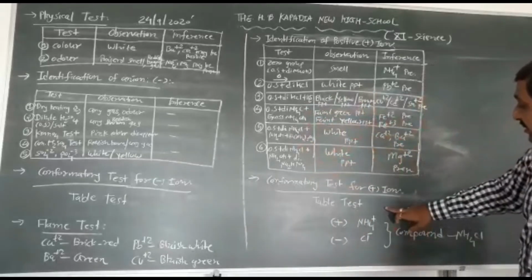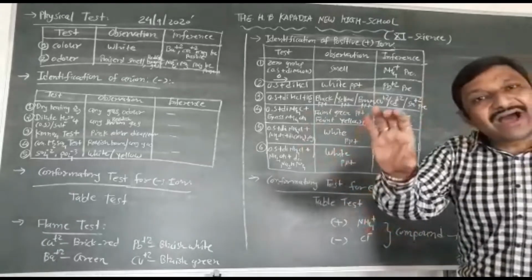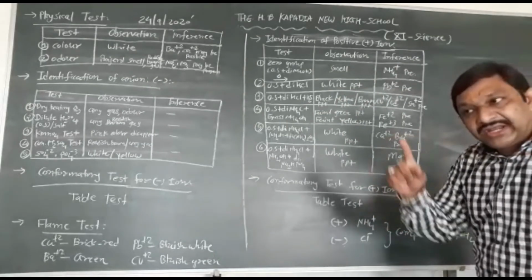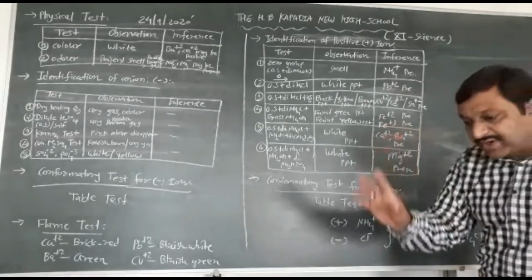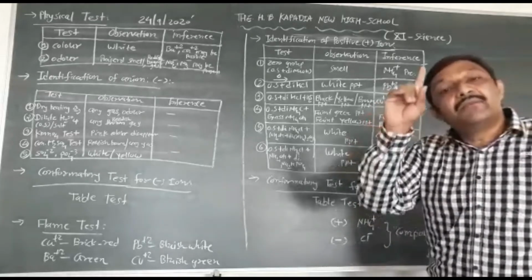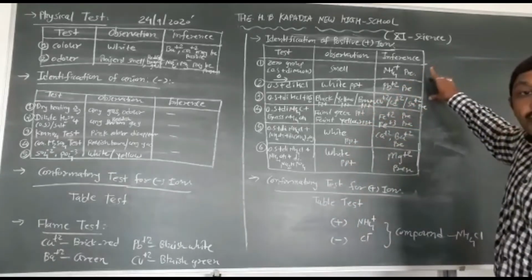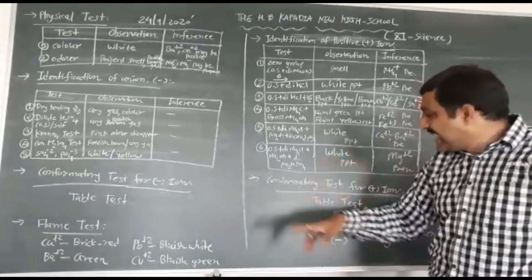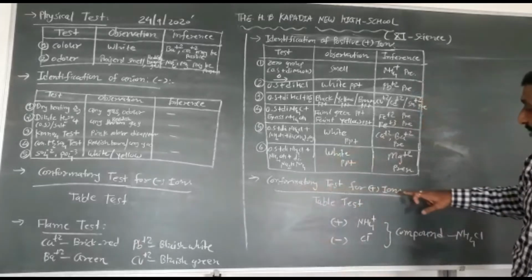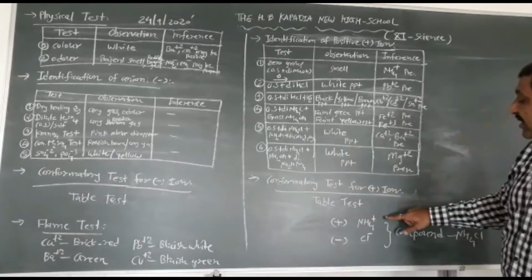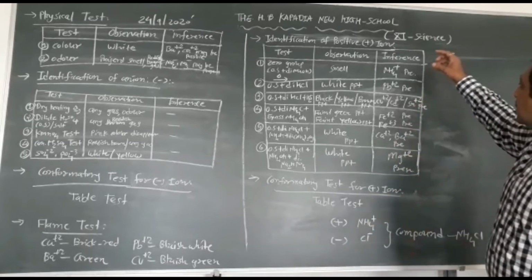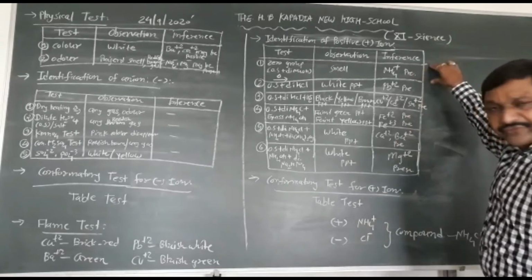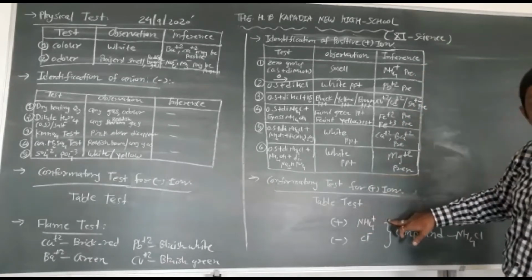Now for example, your positive ion is NH4+. So you have to open your table in the manual for NH4+ and perform the test. Your test will be positive because you have caught it in the group test. So you have to confirm through your table test. That's why here is the confirmatory test for positive ion. Suppose you catch NH4+ as your positive ion.